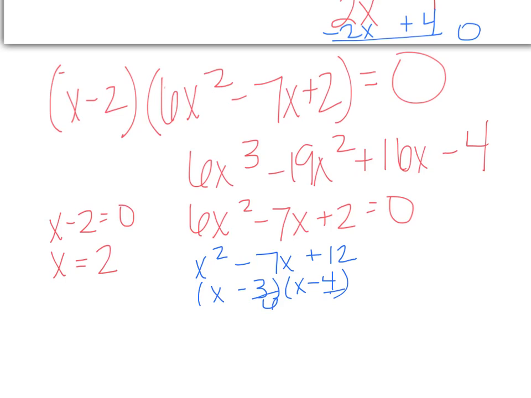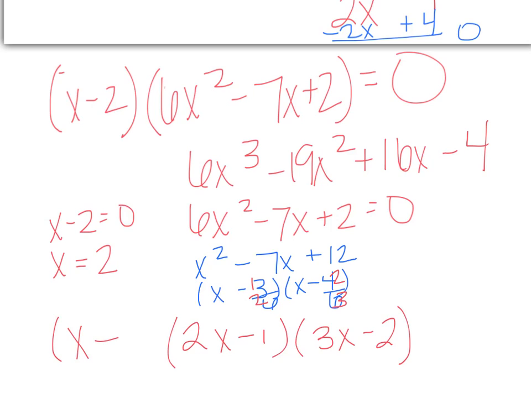Divide by that 6. And I'm using the bottoms up method. So my factors are, let's see, that reduces to 1/2. So this would be 2x minus 1. And this reduces to 2/3, so this would be 3x minus 2. So all my factors are x minus 2 times 2x minus 1 times 3x minus 2.